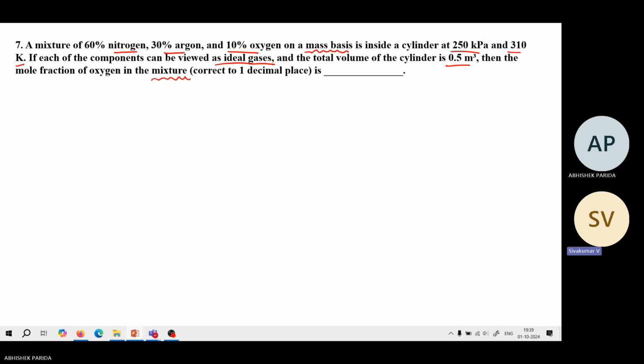Sir, what about the argon molecular weight, sir? Shall I take it as 40, sir? 40. Yes, 40.